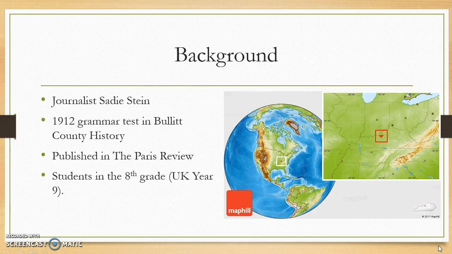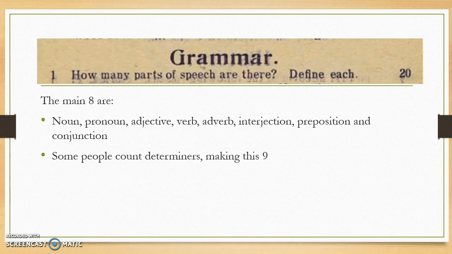A bit of background to the quiz, first of all. It was unearthed by Sadie Stein in the Bullitt County History. And Bullitt County is in North America here. And here's a little bit of a close-up of it there. She published it in the Paris Review, and it was aimed at students in the 8th grade. In the UK, that would be Year 9 students.